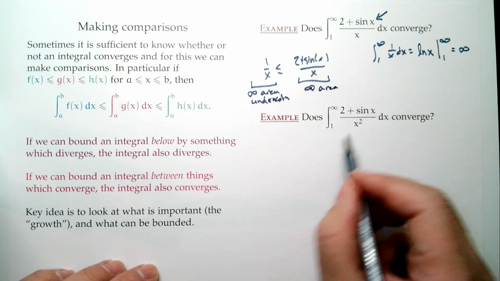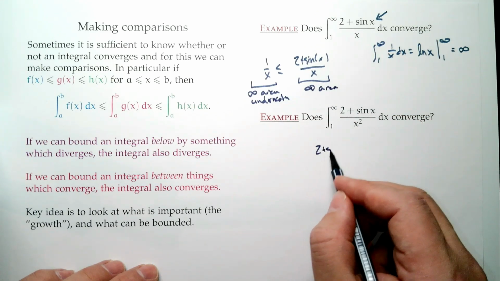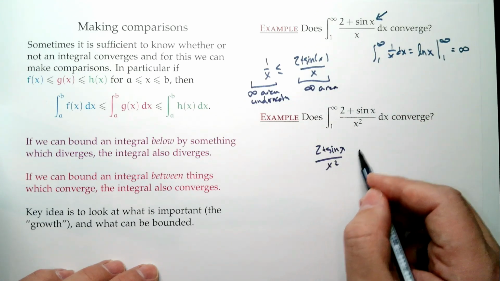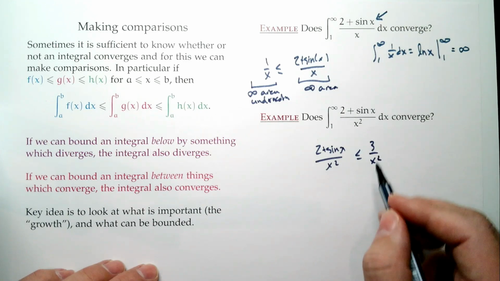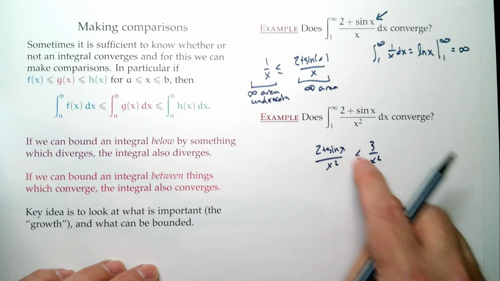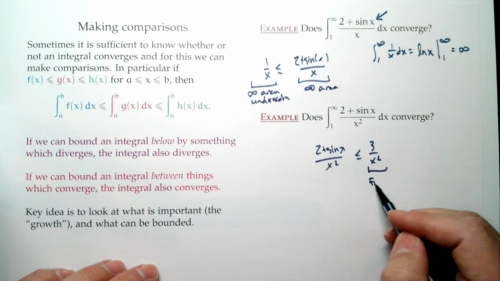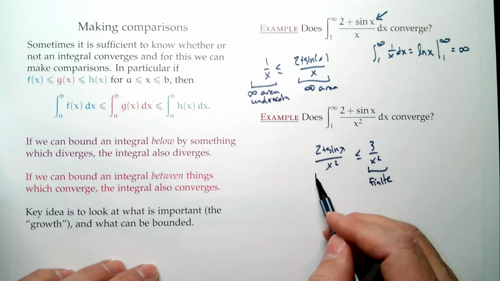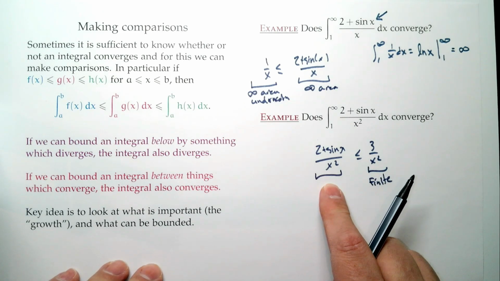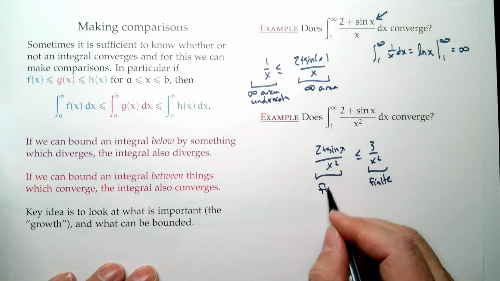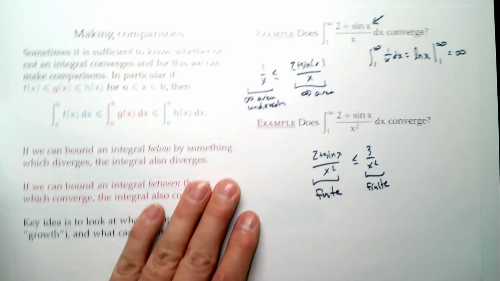And now this other one, well, I'll just point out 2 plus sine x over x squared is below 3 over x squared, but we've already done 1 over x squared from 1 to infinity. This is finite. So what must be true about this part? It's also finite as well. All right. On to the next example.